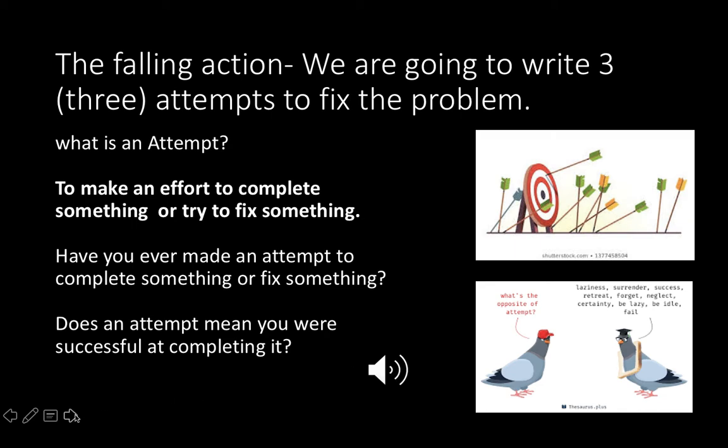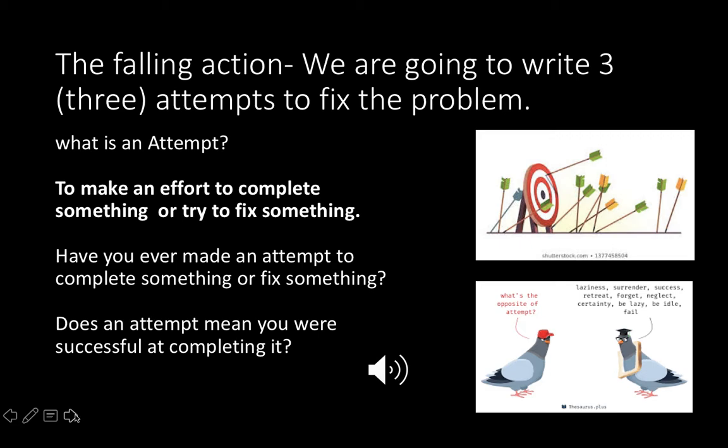So now that we have finished writing the main problem of our narrative story, we have to head into the next phase. Remember, the main problem is our climax. It's at the top of our story arc, at the top of our story mountain. And now we need to fix our problem.